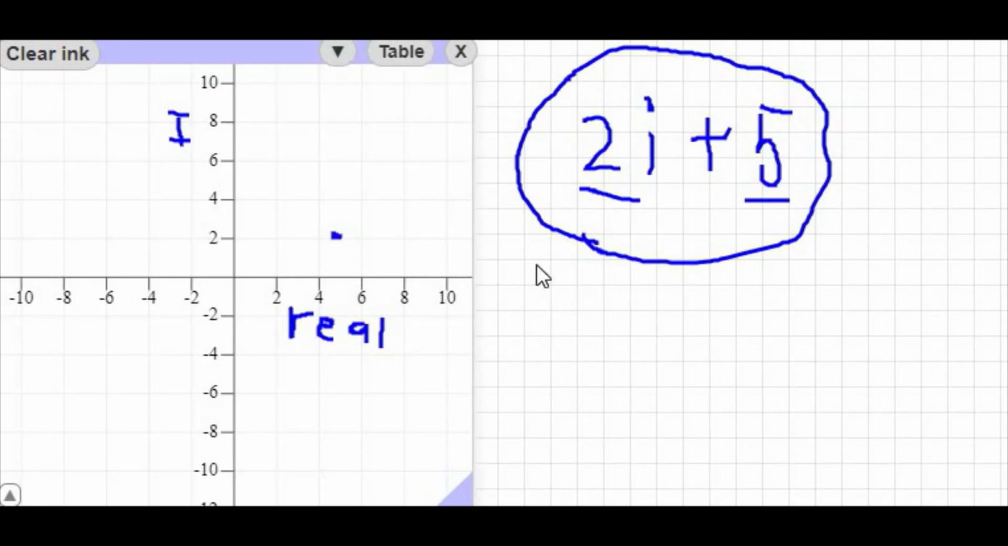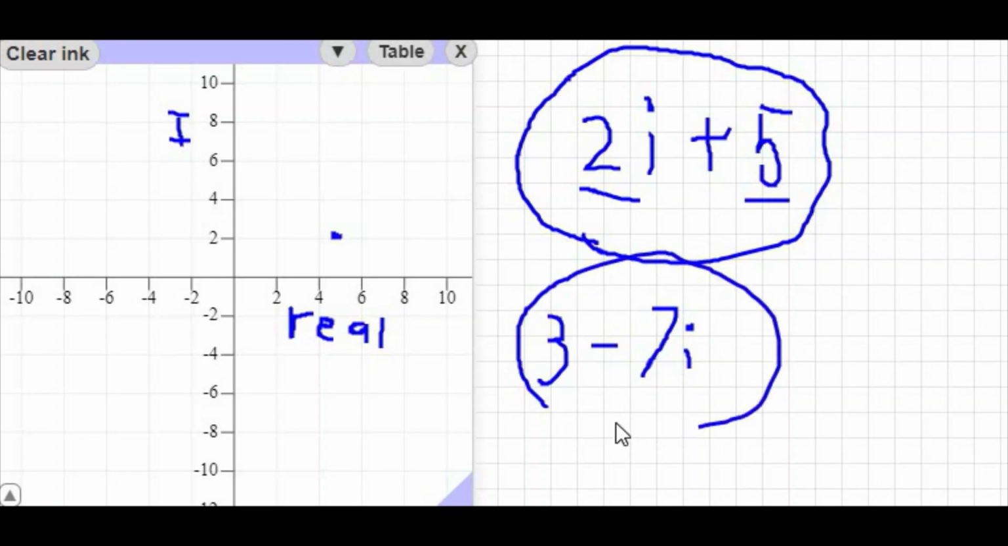With this, you could also, say, graph 3 minus, say, 7i. Let's graph this. This would be first 3 on the real axis and negative 7i on the imaginary axis. So that'd be right here in the middle of that square. So 3 minus 7i is a complex number right in the middle of that square. With the complex plane, you can graph any complex numbers.